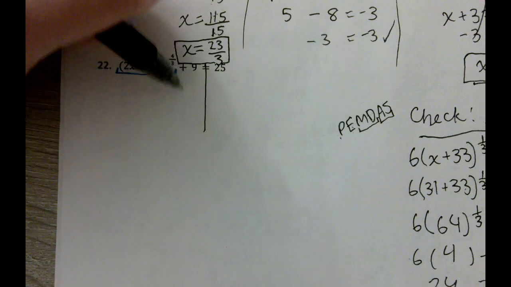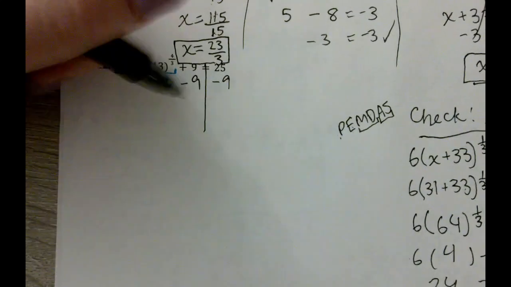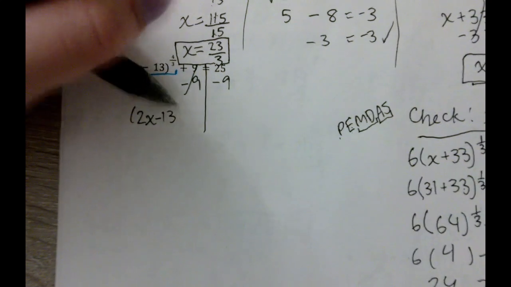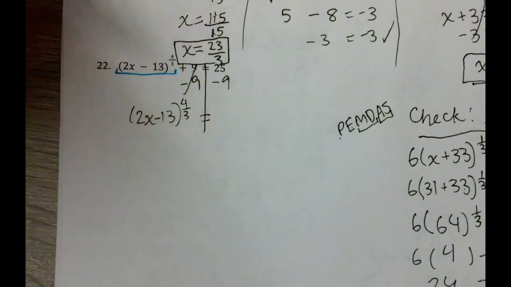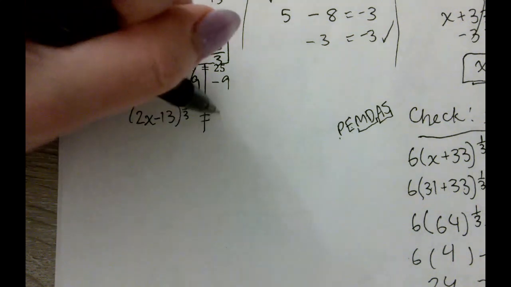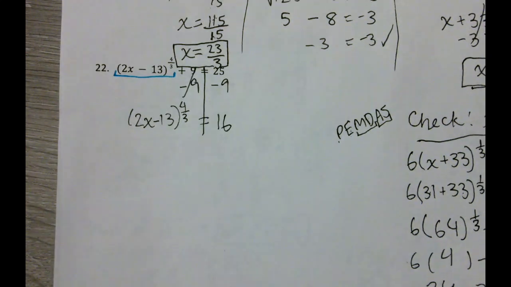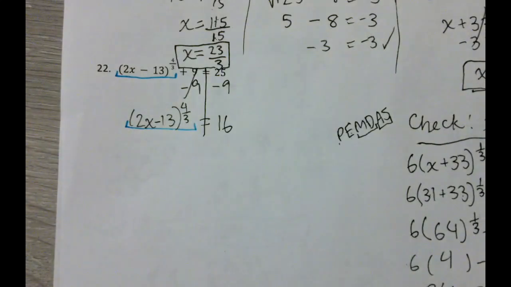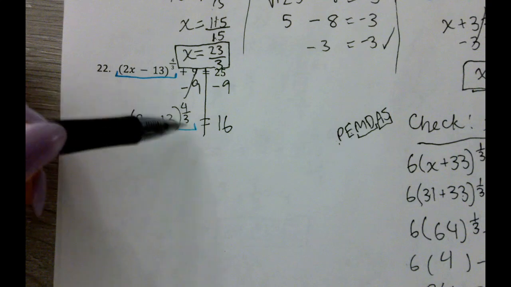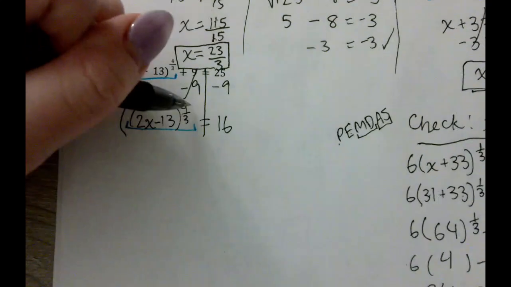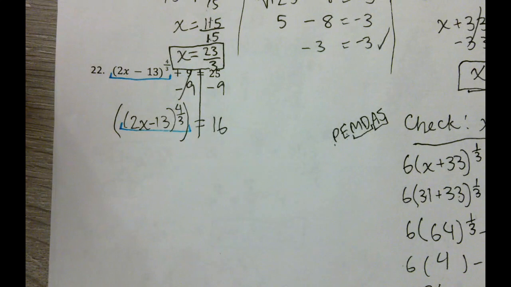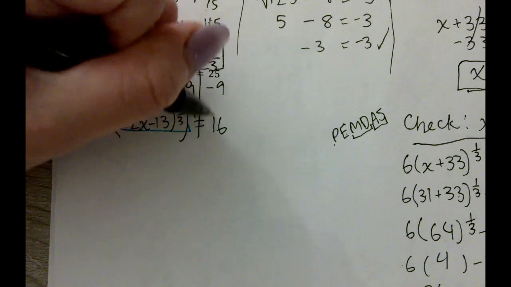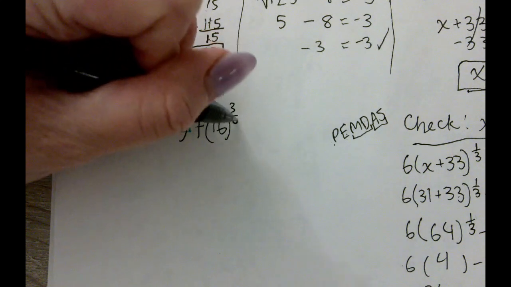Move the 9 over here. We're going to subtract it. I'm going to bring this down. 2x minus 13 to the 4/3 equals 25 minus 9, that's 16. Okay, this is by itself, so now we can get rid of the exponent. It's a fraction, 4/3, so we can get rid of it by raising it to another exponent, and we just flip it, the reciprocal, 3/4. Do it on both sides. Don't forget to do it on both sides.